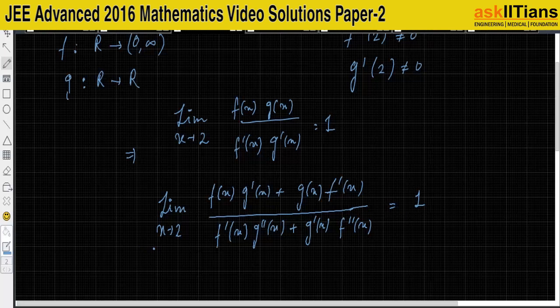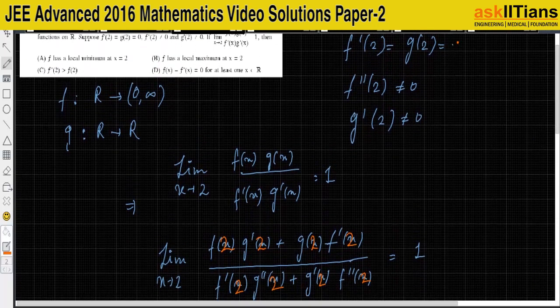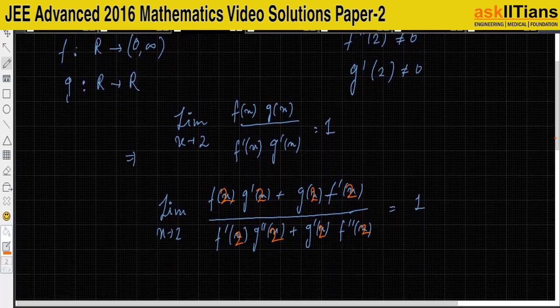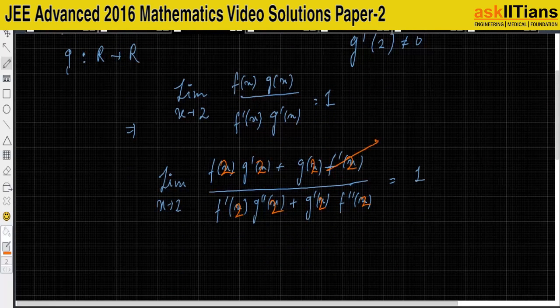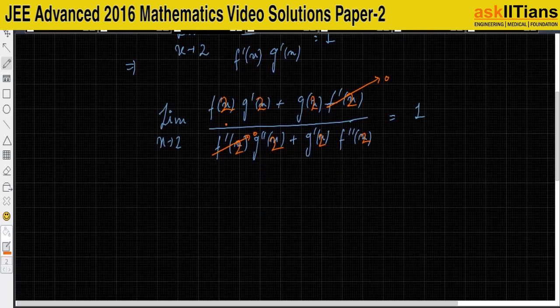Now x is tending to 2, right? So I can simply put the value of x as 2. And we know that f dash 2 and g of 2, both of them are 0. That's given in the question. So f dash is 0, and this quantity is also 0. So what will be left out is this quantity.